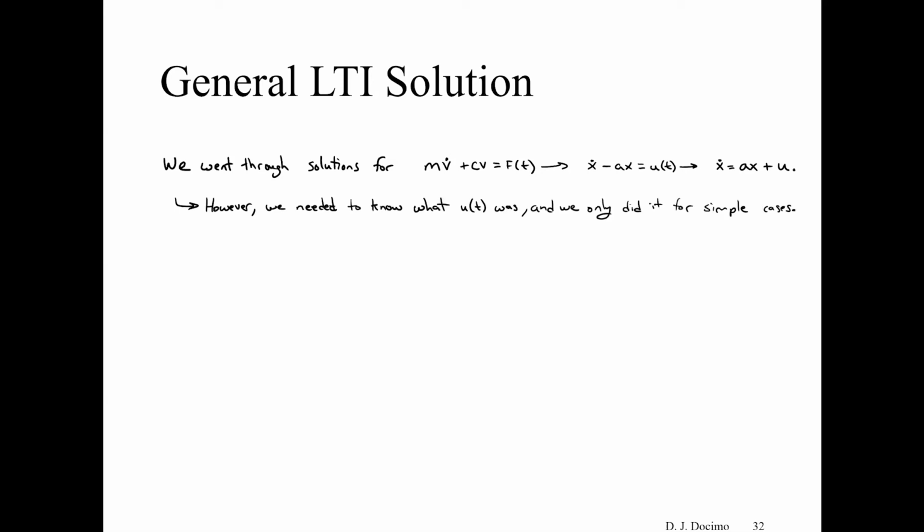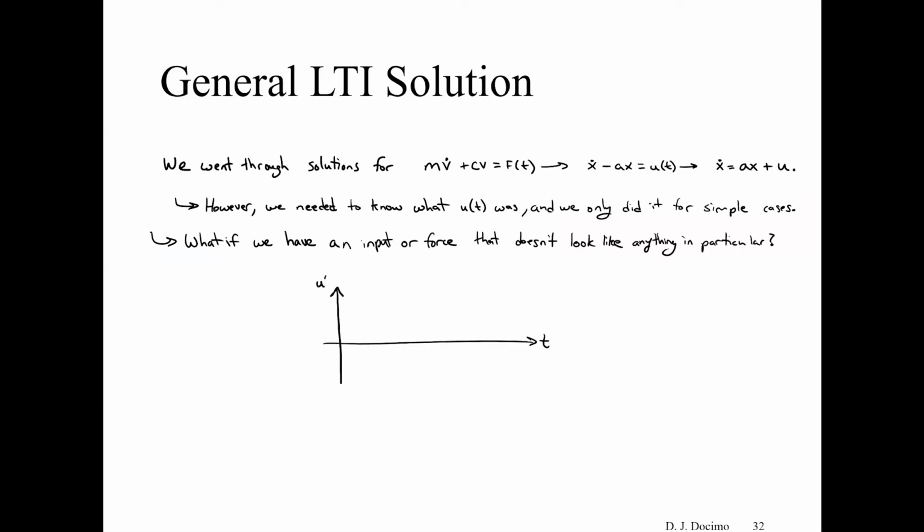However, we needed to know what u of t was when we were doing our trial solution method, and we really only did it for simple cases. But what happens if we had an input or a force that doesn't look like anything in particular? So u of t is just equal to this function here, changing over time. So how can we actually solve our linear system for a more complex case like this?